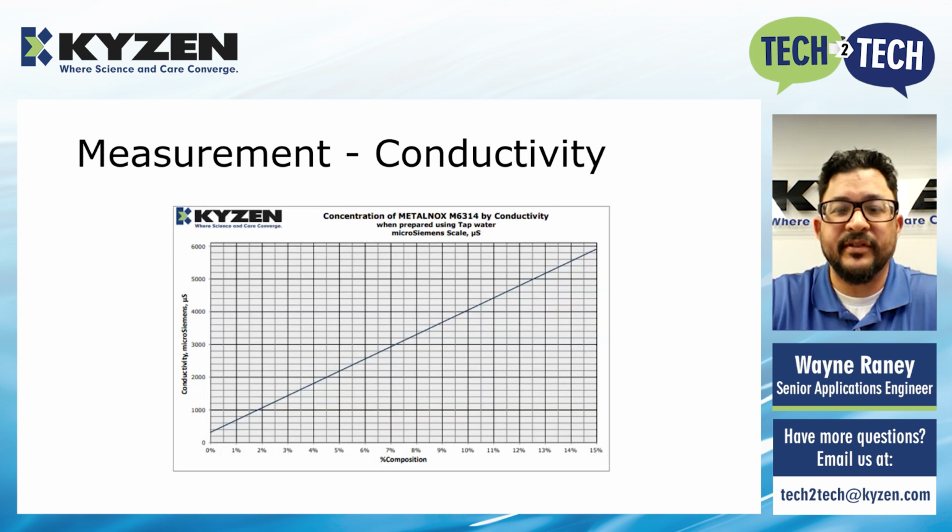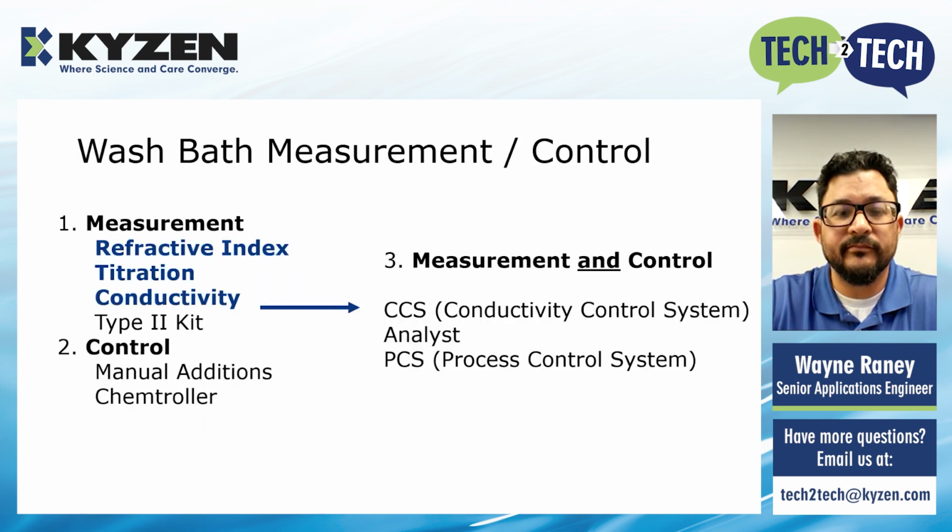Again, you'll compare this to a number in the control chart to get the measured concentration percentage. The y-axis is your indicated value in Siemens. The x-axis shows the corresponding percentage of KYZEN wash chemistry concentration in your wash bath. So in general, these first 3 measurement methods are used in industrial applications.